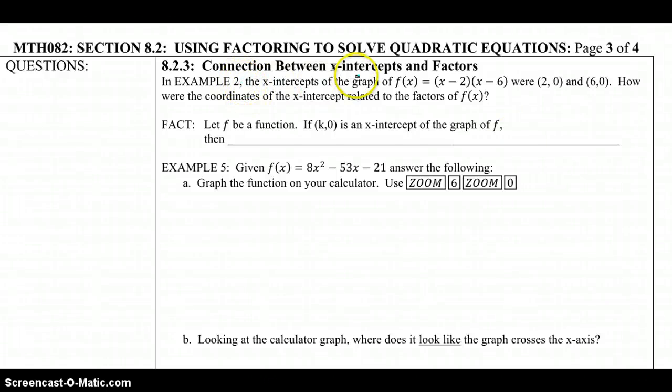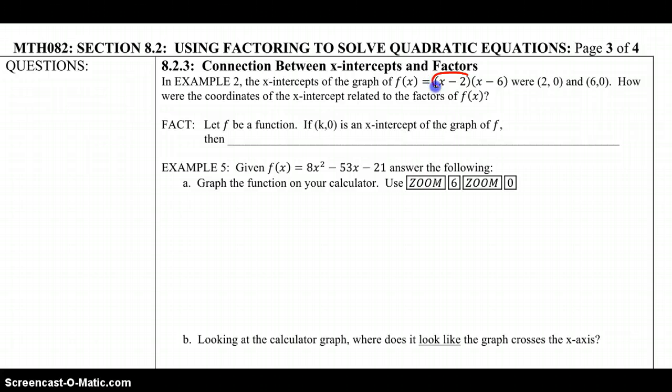Looking at the connection between x-intercepts and factors. So in example 2, the x-intercepts of the graph f of x equals (x minus 2)(x minus 6) were at (2, 0) and (6, 0). So how are these coordinates of the x-intercept related to the factors of f of x?